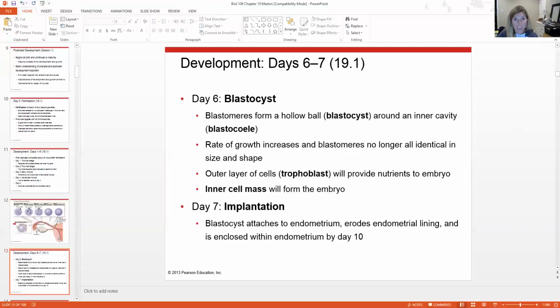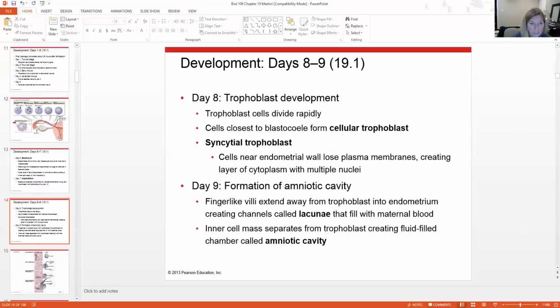Then implantation occurs around day 7. The blastocyst attaches to the endometrium. It erodes the endometrial lining and is enclosed by the endometrium by day 10. So it nestles into the endometrium, forms like a little cave in the wall of the uterus.